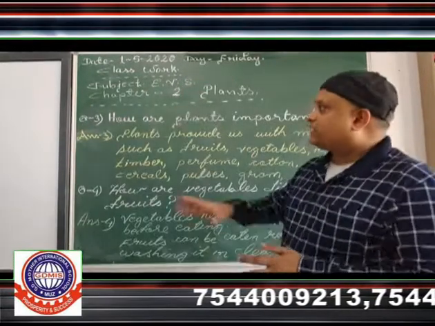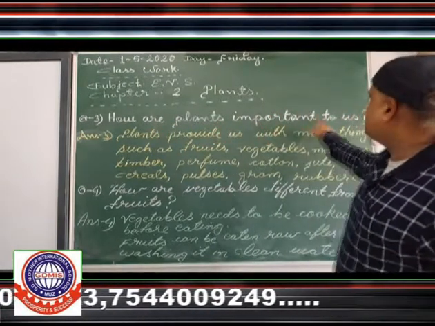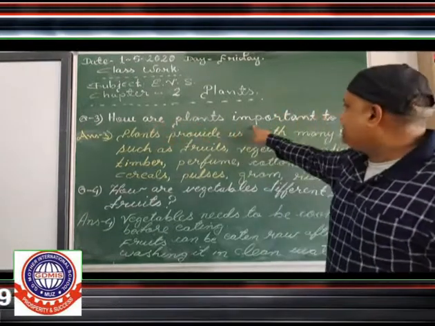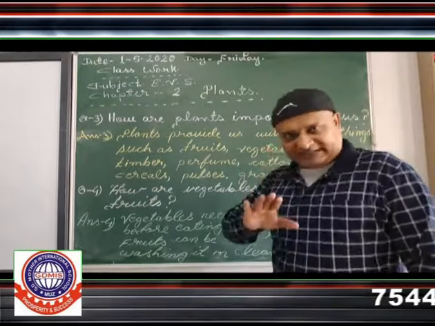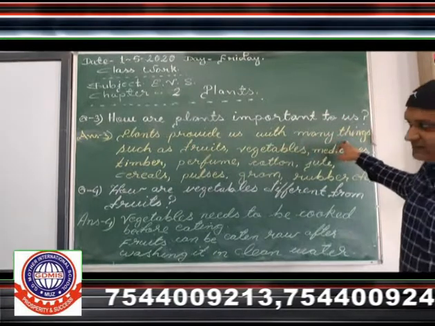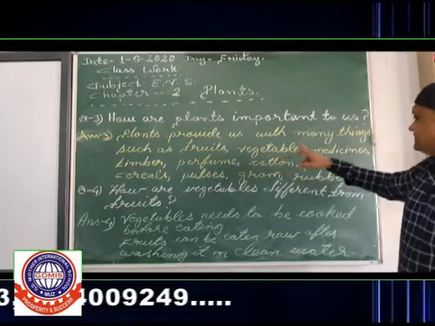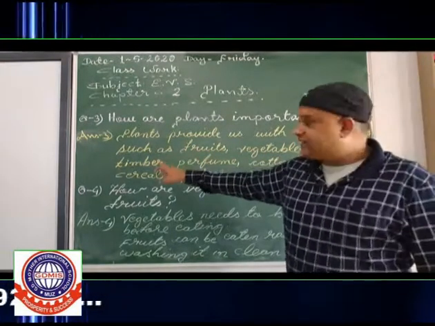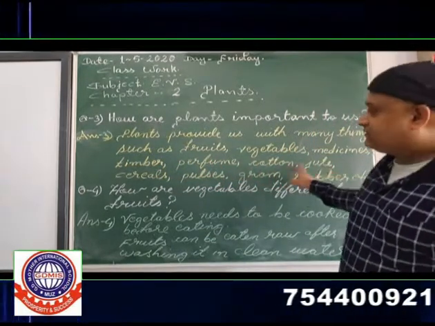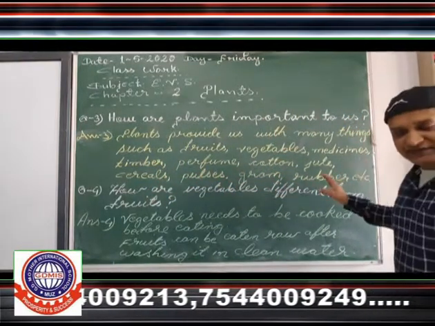Okay. Now let us see question number 3. How are plants important to us? Again I repeat the question. Your answer is, plants provide us with many things such as fruits, vegetables, medicines, timber, which means wood, perfume, cotton, jute, cereals, pulses, grams, rubber, etc.